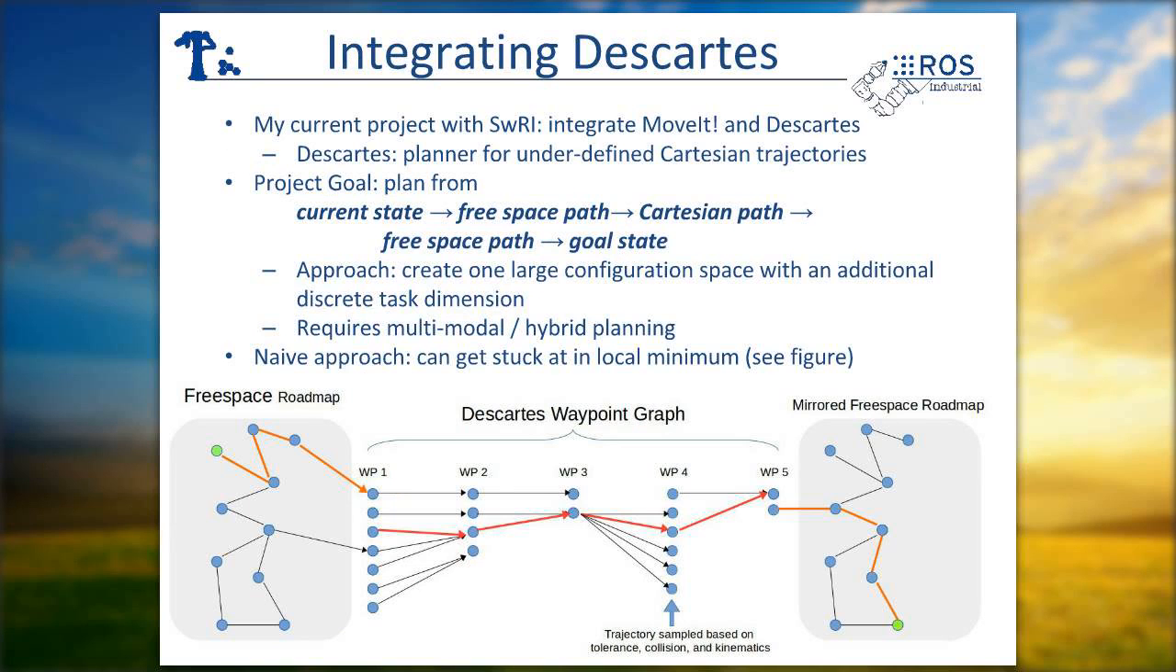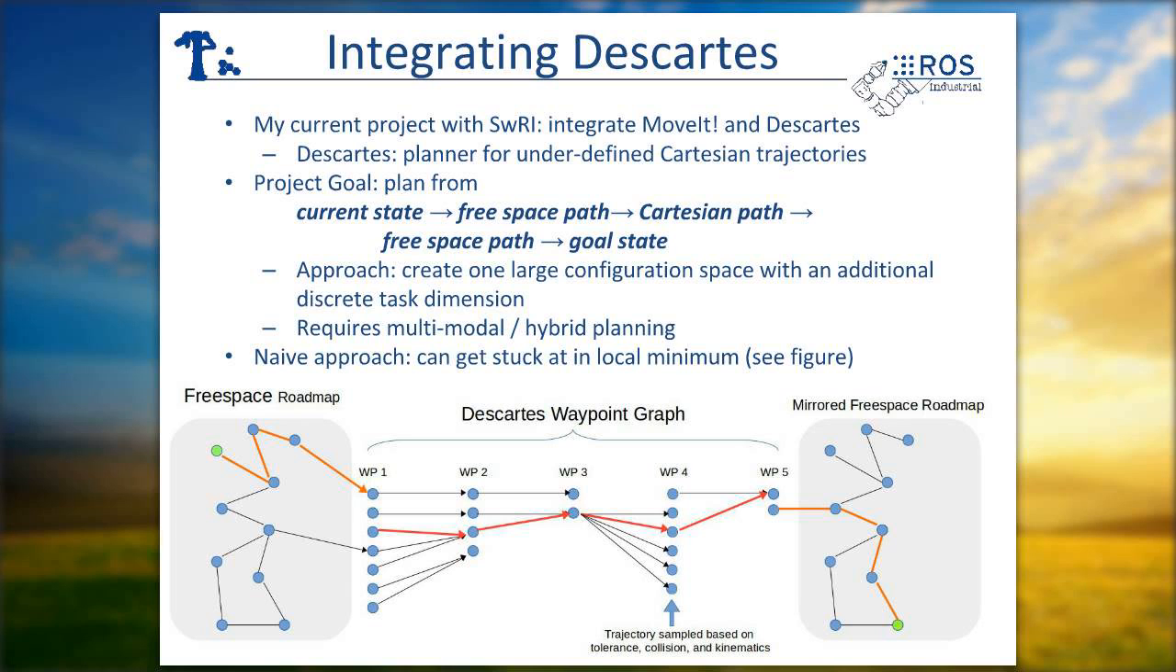And it becomes a pretty big configuration space problem. But I'm sure you guys know this, Descartes is for underdefined Cartesian trajectories. So we have your current state where you are, and we want to plan through free space to the beginning of your Cartesian path. For example, we might be holding a marker and we move it against a whiteboard that we want to draw on. And then from there, we execute a Cartesian path. Let's say you're drawing a shape or some letters.